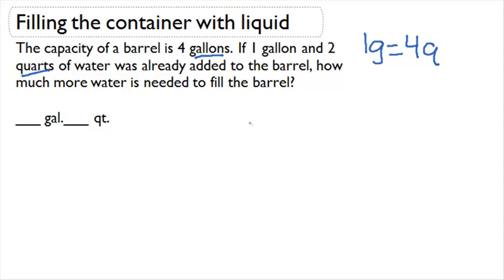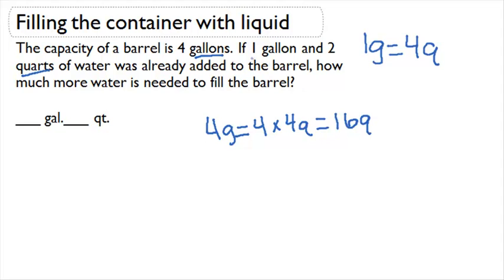So let's start with the capacity of the barrel. The capacity of the barrel is 4 gallons. So if it's 4 gallons and I want to know how much it is in quarts, I'm going to have to multiply my 4 gallons by 4 quarts for each of those 4 gallons, and I'll find that 4 gallons is equal to 16 quarts. So there are 16 quarts that could fit in that barrel. Now I know what the total capacity is.